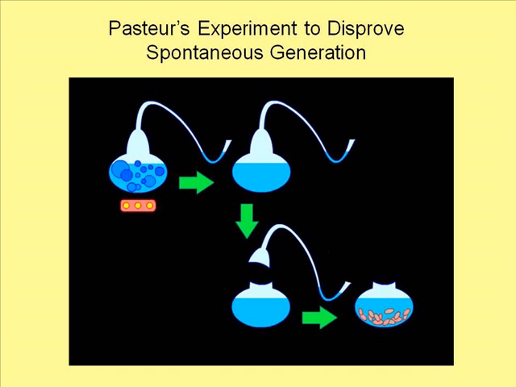So what he showed was two things. First, that when you heat stuff, it can kill stuff. It'll kill all the living stuff. And that life cannot just poof appear. But we do have life all around us that we can't see.